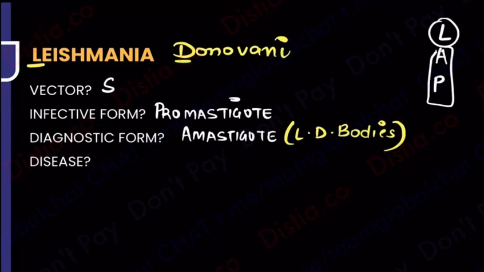What is going to be the vector? The vector over here is going to be the sand fly, and I think this I don't need to make any mnemonic. The disease that I'm talking about is Kala Azar. So India, especially Bihar, these are the places where you see a lot of cases of Kala Azar.